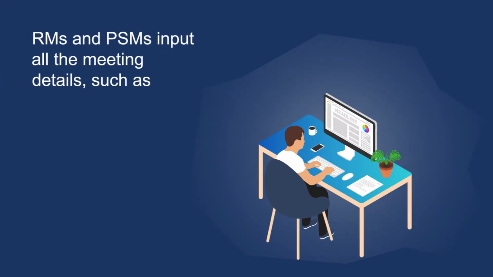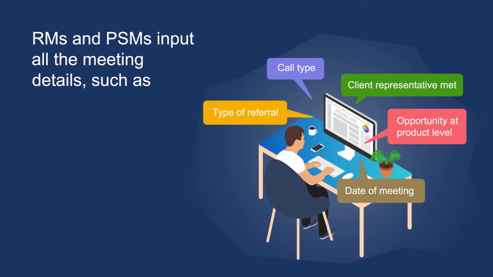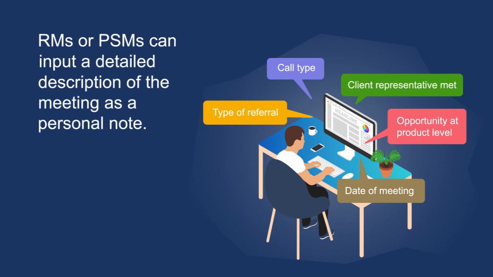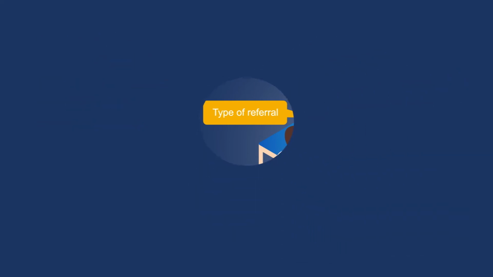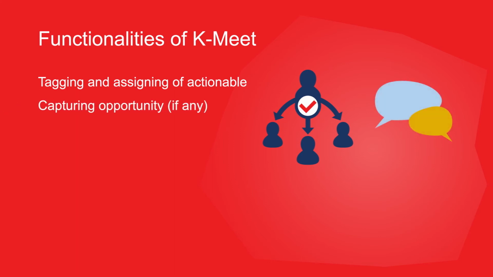The RMs and PSMs can input all the meeting details, such as call type, client representative met, date of meeting, type of referral, and opportunity of product level in KMeet on a daily basis. Moreover, it has a section wherein RMs or PSMs can input a detailed description of the meeting as a personal note. Using KMeet, actionable items can be tagged and assigned to a specific person directly through the application. Also, opportunity, if any, can be captured for clients.